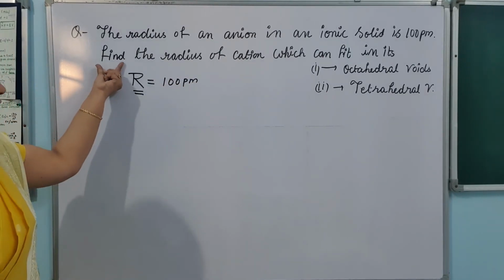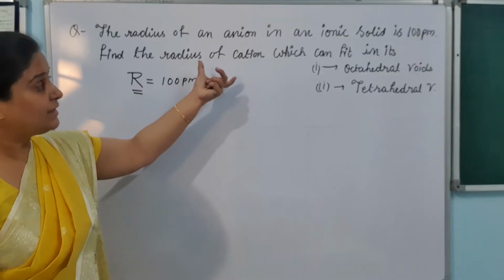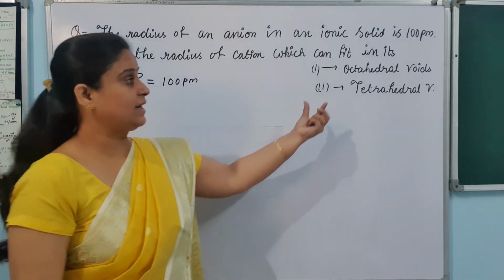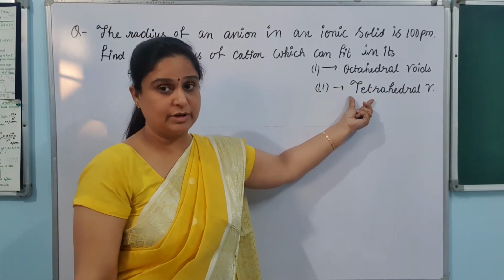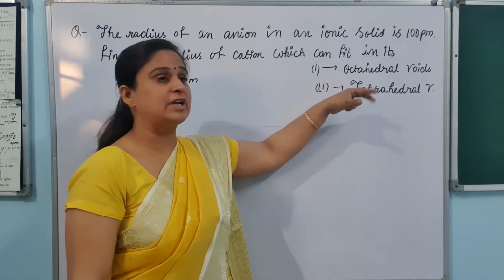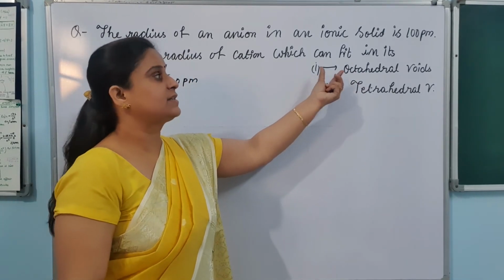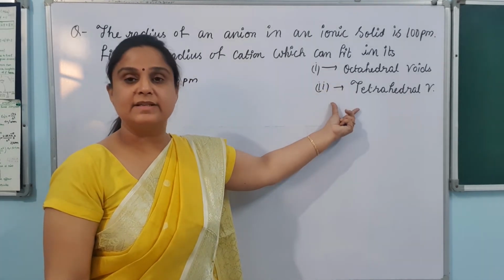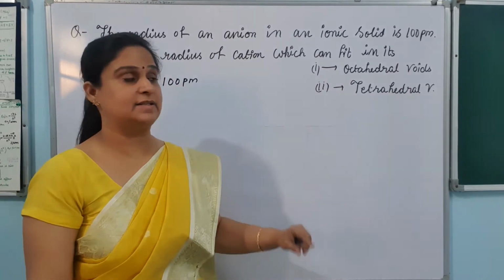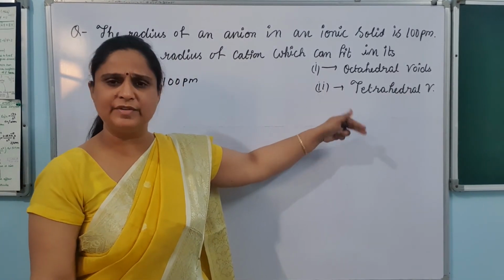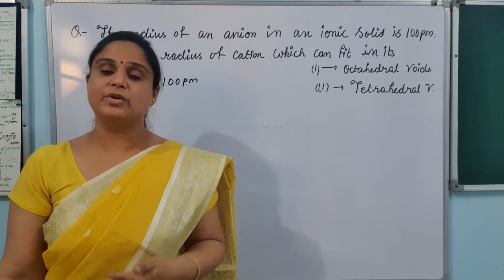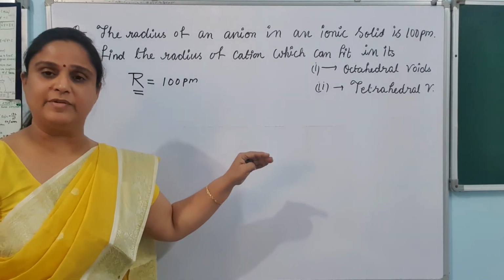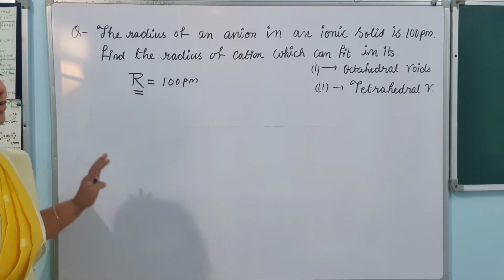What they are saying is find the radius of the cation. You have to find the radius which can fit into octahedral voids and tetrahedral voids. So you have to tell two radii. You have to suggest that octahedral voids are comparatively bigger than tetrahedral voids. So if that atom can be fitted into tetrahedral voids, obviously it will fit into octahedral as well, because octahedral is the bigger one. So we will suggest that this can be fitted into octahedral voids and this can be fitted into tetrahedral voids.